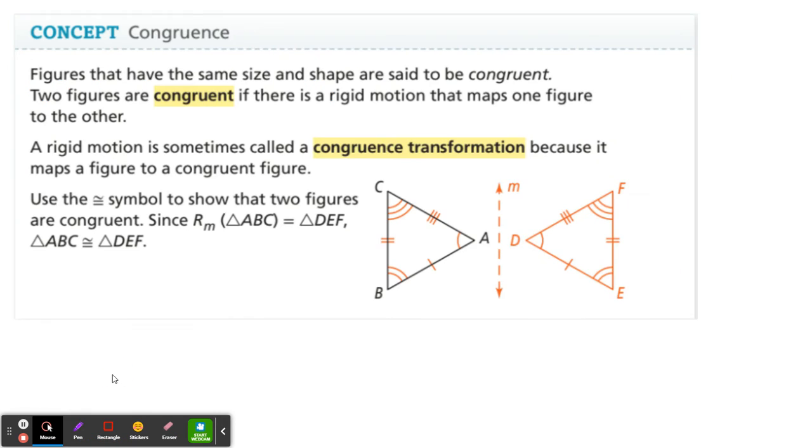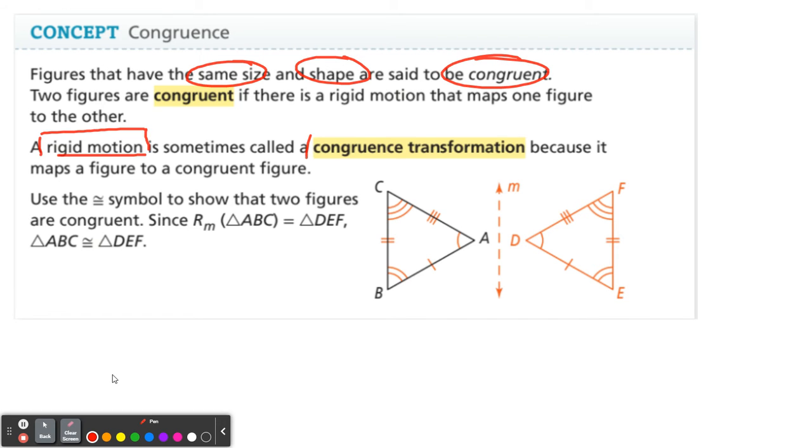Okay. So concepting, here we go. If two figures have the same size and the same shape, they are congruent. We can use a rigid motion, which is sometimes called a congruent transformation, to do that because the pre-image and the image are congruent. Again, we use the congruent symbol to say they're congruent. So in this case, this is a reflection across line M. Those two triangles would be congruent.